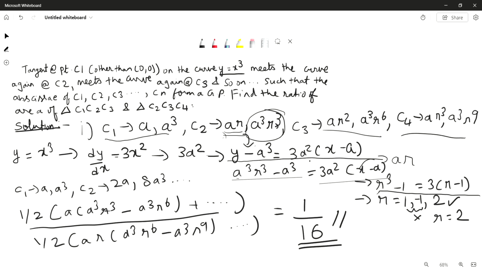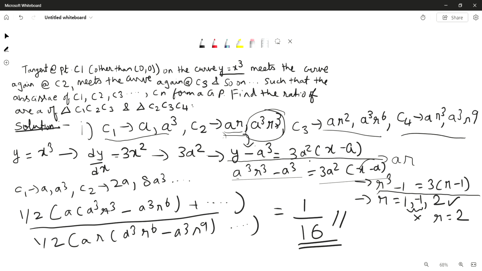After you get r equal to 2, you just substitute it in this formula. What is this formula? This is the area of a triangle when the coordinates of the points are given. It is half into x1 into (y2 minus y3) plus x2 into (y3 minus y1) plus x3 into (y1 minus y2). If I apply this for both triangles and take the ratio, I finally get the answer to be 1 by 16.